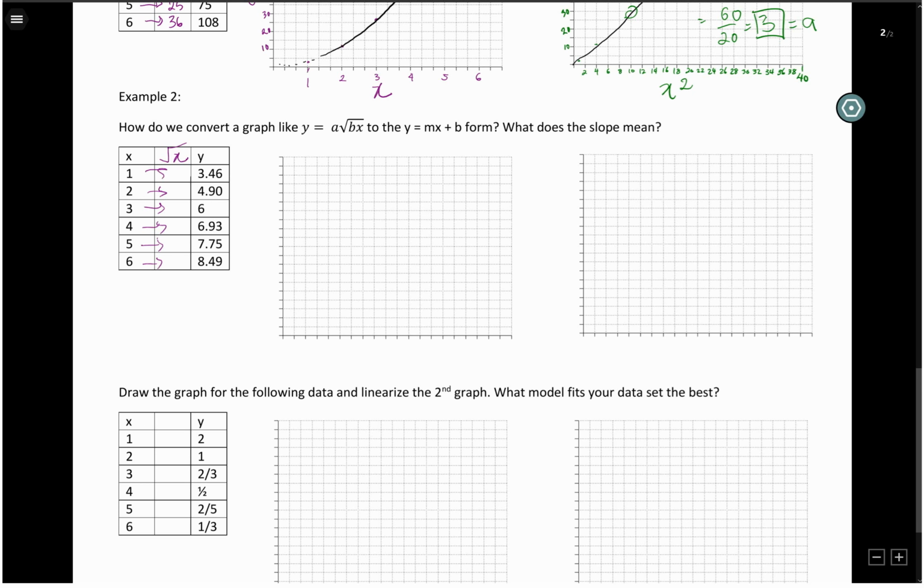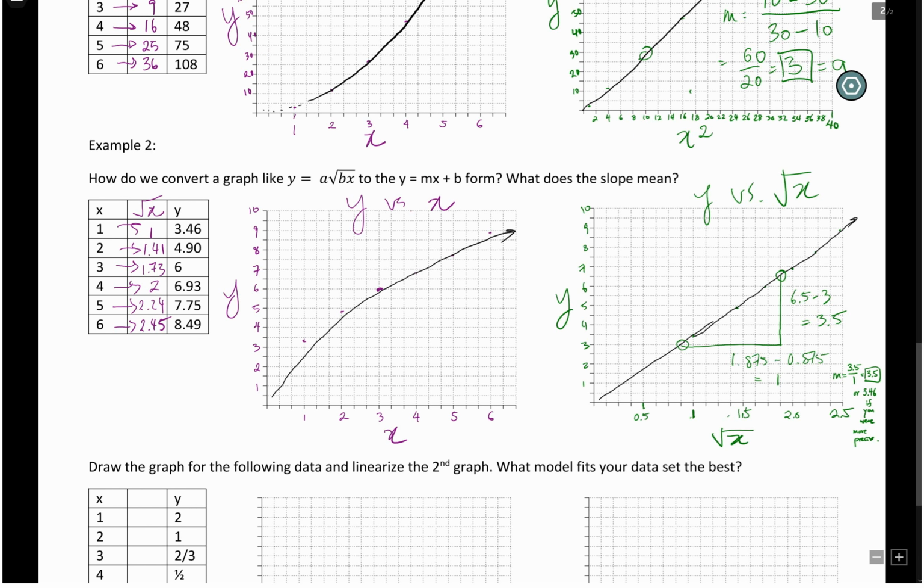So yet again, for your first graph, you're going to plot your y versus your x. And for the second graph, you're going to plot your y versus the square root of x. I want you to try that, and at the end, figure out the slope of your second graph, and we'll come back together again. Okay, here below you see the finished work.